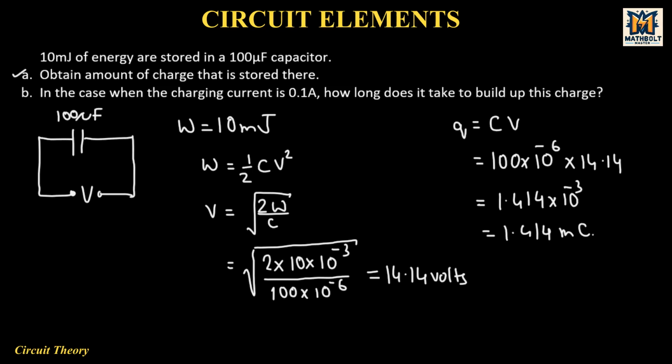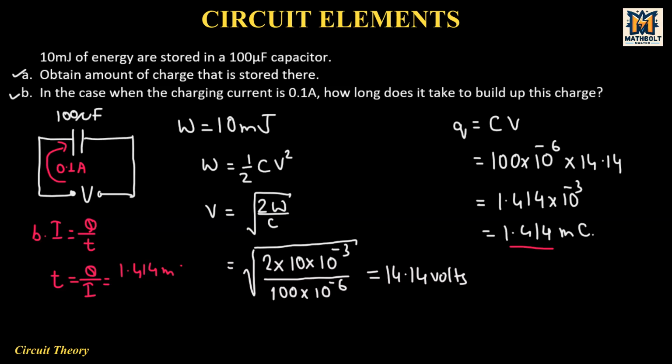This is the charge that is stored in the capacitor. Since we have found the charge, let us come to the next part: in the case when the charging current is 0.1 ampere, meaning when we connect this to a battery source, 0.1 ampere current flows and this current charges the capacitor. The second part asks how long it takes to build up this charge, that is 1.414 millicoulomb of charge to be stored, so how much time is needed. I know that I equals charge divided by time, so here I can take out the time: time t will be equal to charge divided by current.